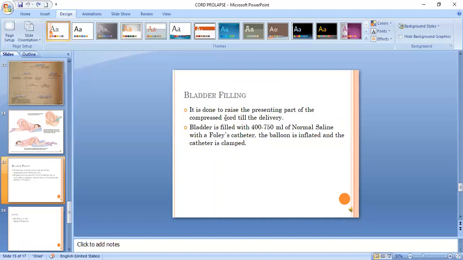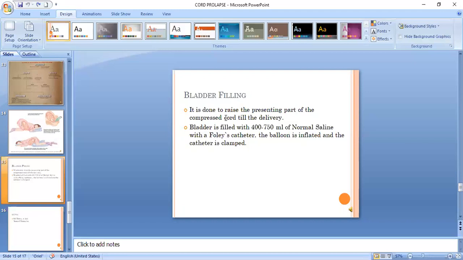In the management aspect, the best treatment is cesarean section. Meanwhile, while preparing for the cesarean section, pressure relieving measures have to be taken, like bladder filling, knee chest position, Trendelenburg position, or exaggerated Sims position. Okay, so that is about this condition.